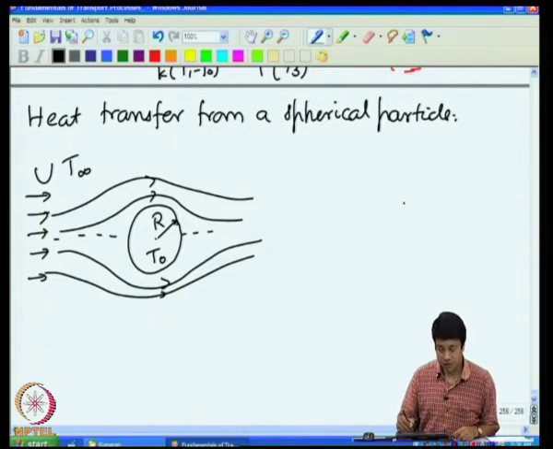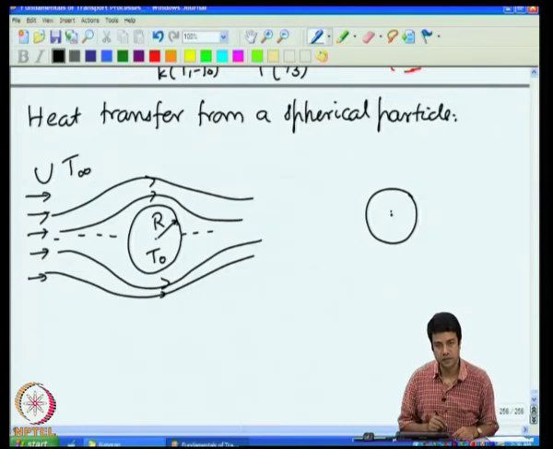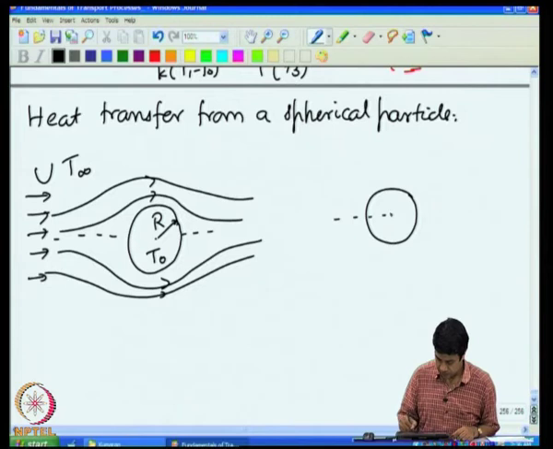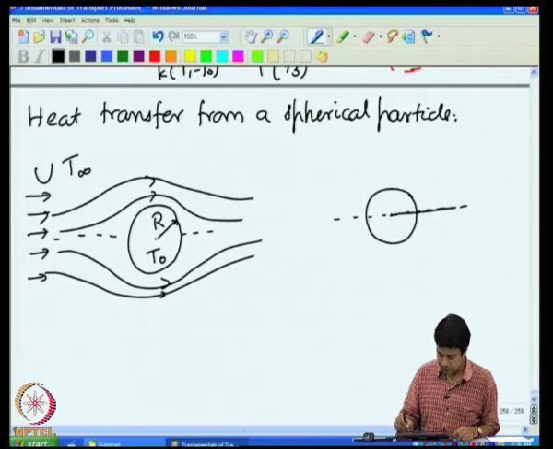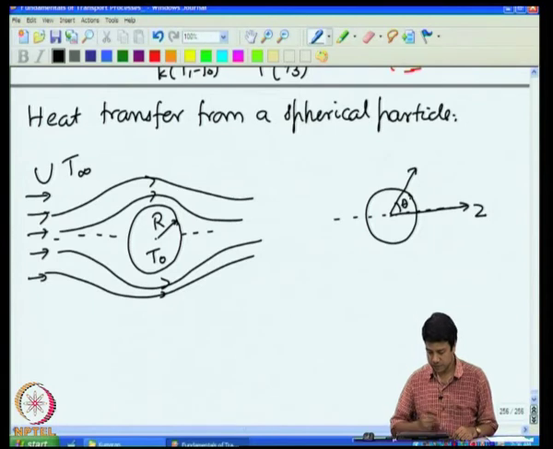Let us fix our coordinate system. We have a spherical particle, and therefore it is most convenient to consider a spherical coordinate system. This coordinate system has an axis of symmetry. That is, as you rotate around this axis, there is no change in the velocity fields. So it is most convenient to consider this as the z axis, and the angle theta is measured from this z axis, while r is the distance from the origin. And in this coordinate system, I will prescribe u r, u theta, and so on.